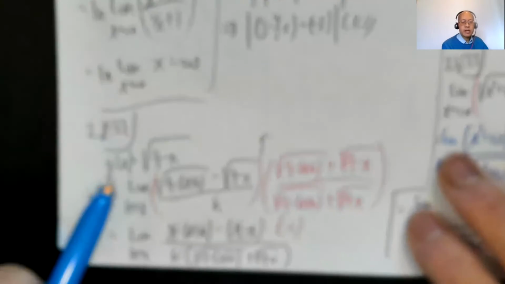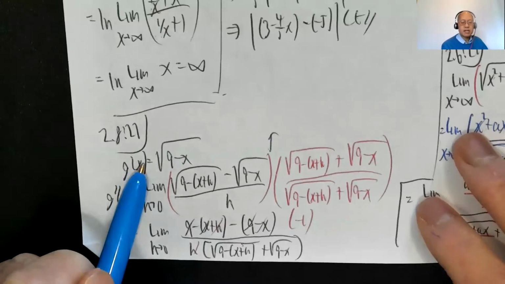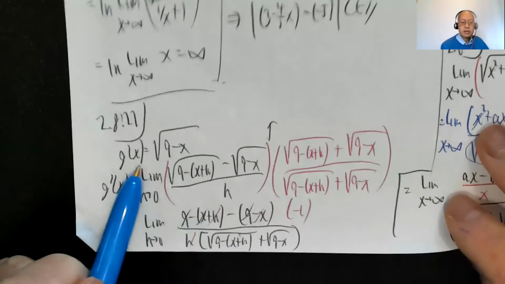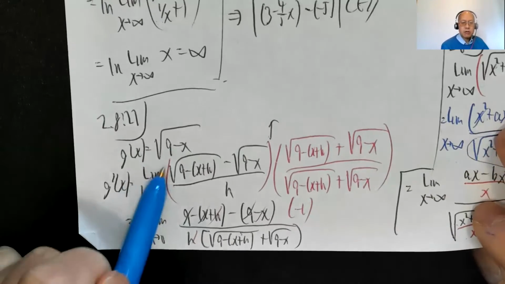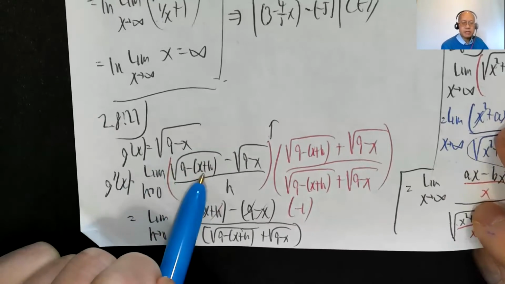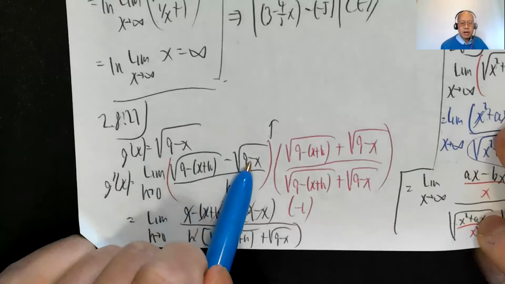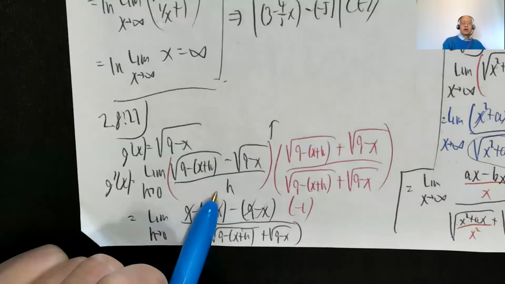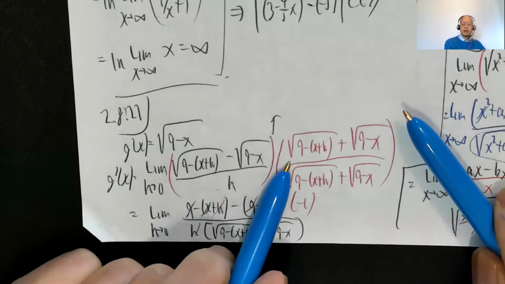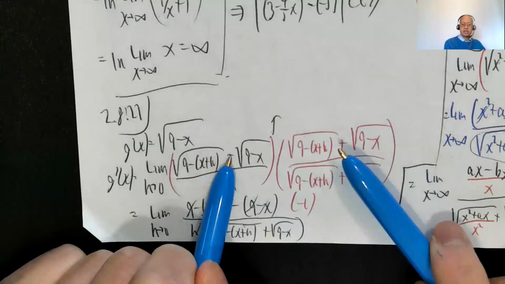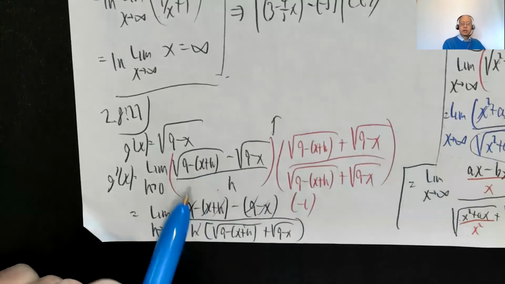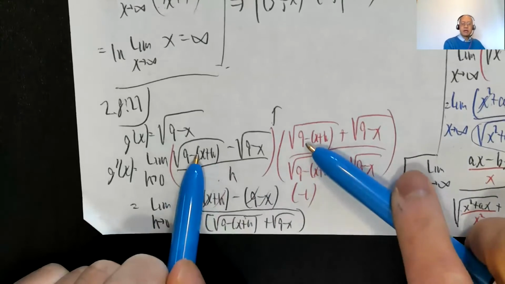Okay, 2.827. Find the derivative of the square root of 9 minus x. Again, no shortcuts. So limit as h approaches 0 of radical 9 minus (x plus h) minus radical 9 minus x, all over h. Multiply by the conjugate of the numerator. So just copy this, except make this a plus, top and bottom. So that's like (a minus b)(a plus b).